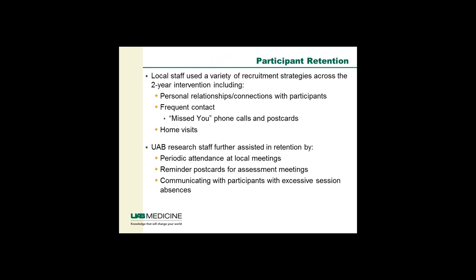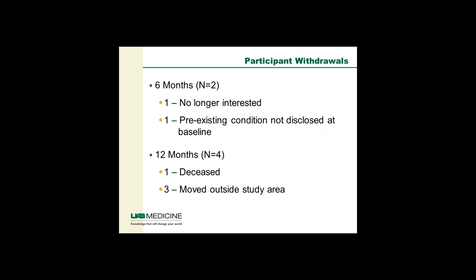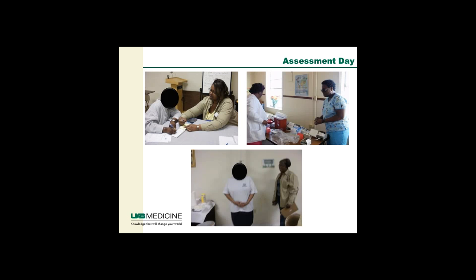Retention, as I said, we do a lot of things to retain folks, and that's where the local community is very helpful. We've lost very, very few individuals throughout that. So this is our retention at 6 months and 12 months. We're at 98.8% at 12 months, and we've done three quarters of the 24 months at this point, and we're still at 95 to 97% retention. I think I mentioned that already. We take our staff to the local facilities, so we're in churches, schools, and cafeterias. Everything has to be mobile. We go to them to collect that.